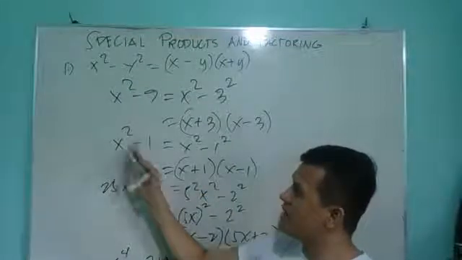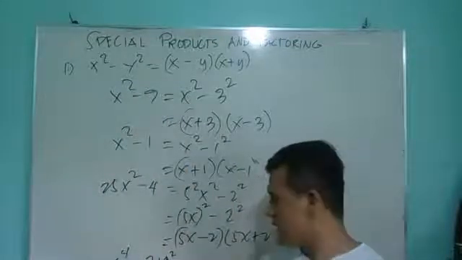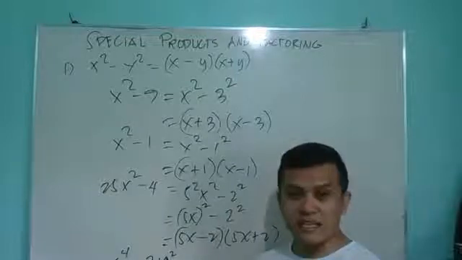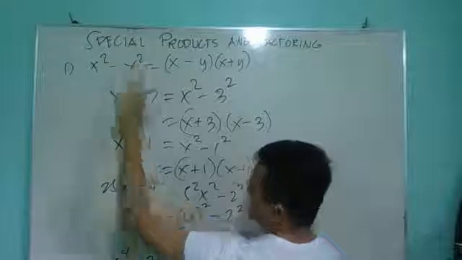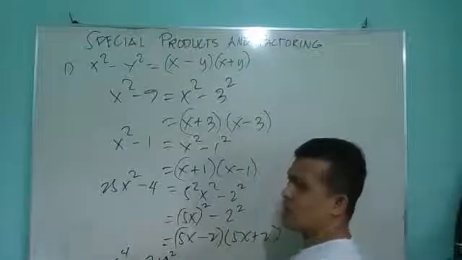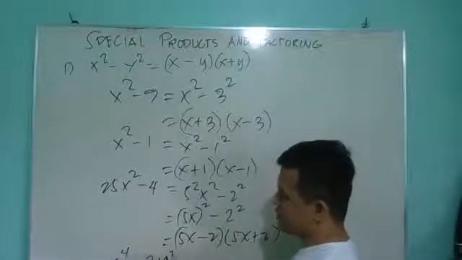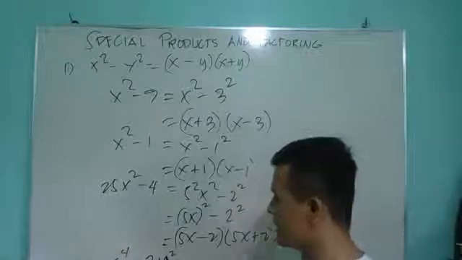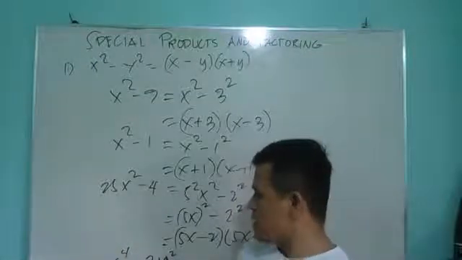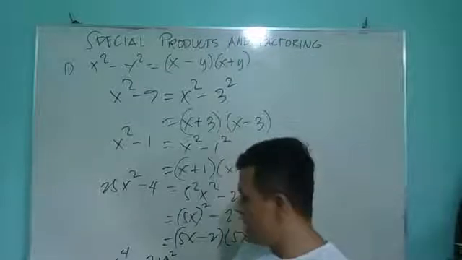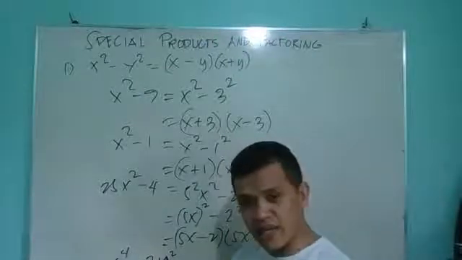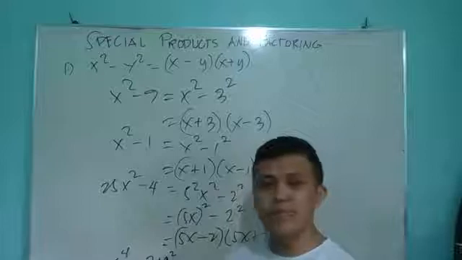25 and 4, 1 and 7 and 9 are perfect squares. What if there's a case like this? In this case, you'll see differences of squares where the exponents are multiples of 2, like 2, 4, 6, 8 and so on, and the sign in between the two is minus, and there are only two terms.